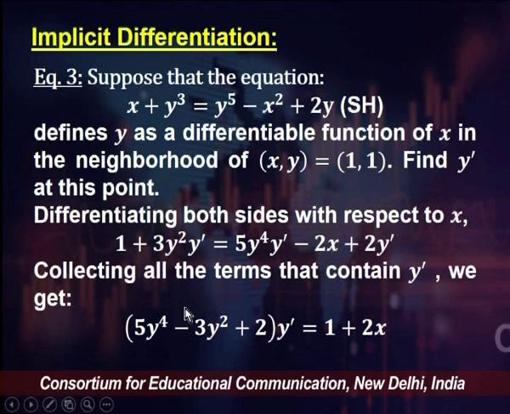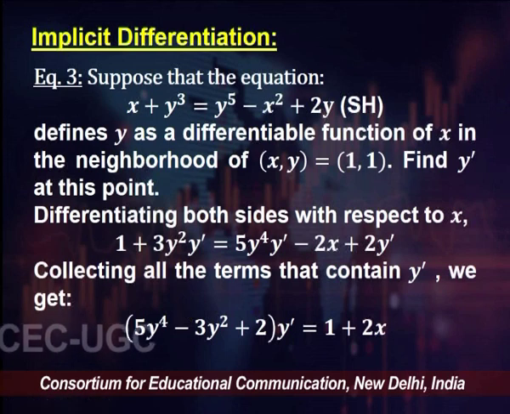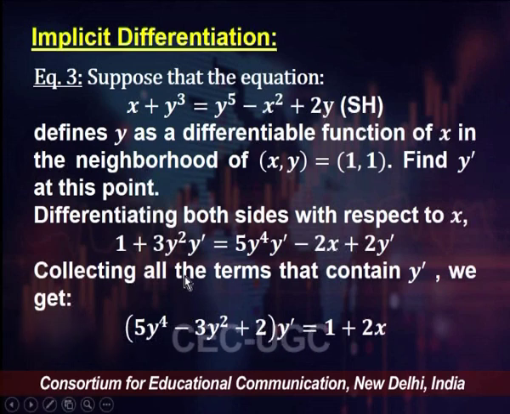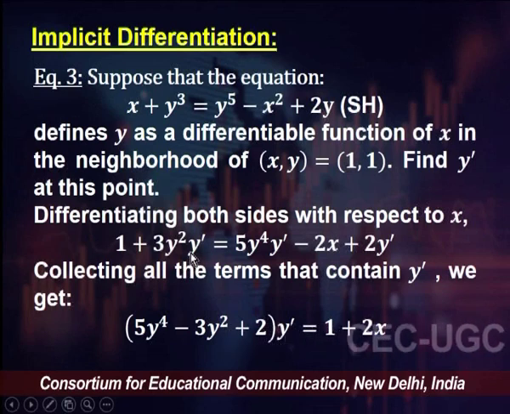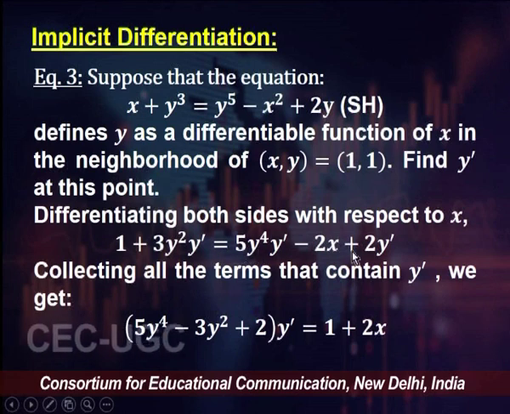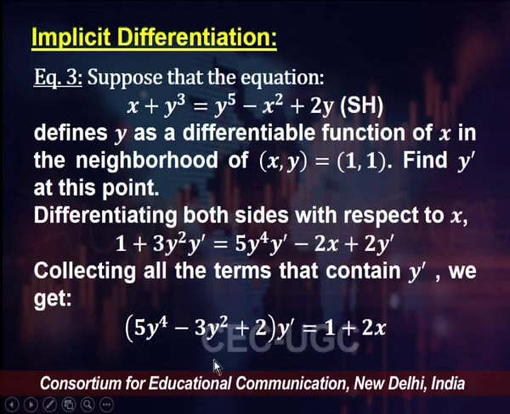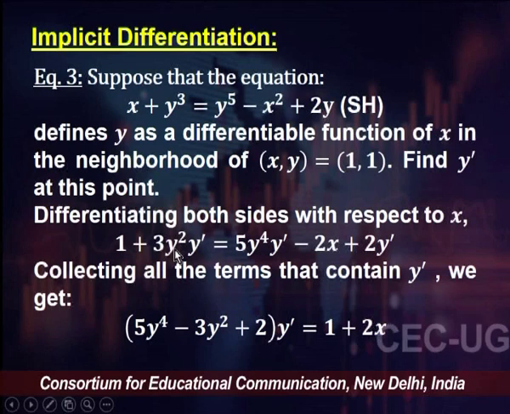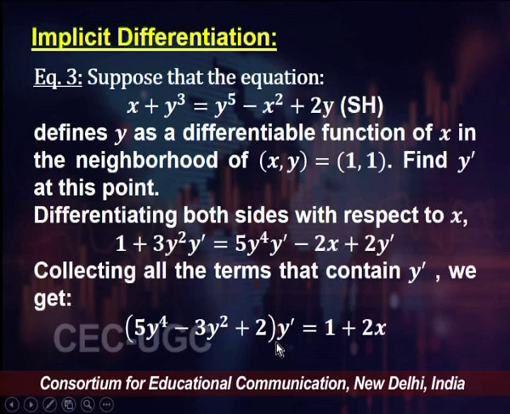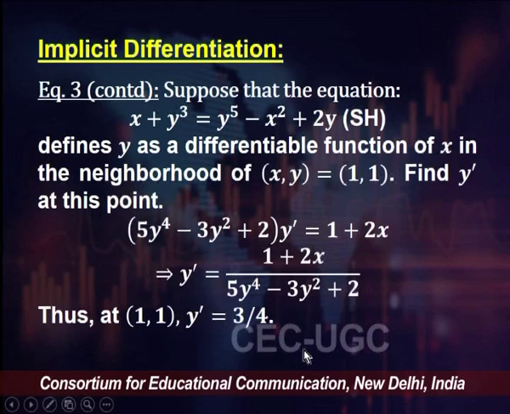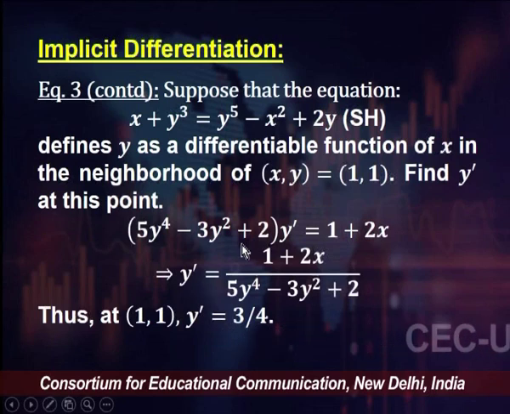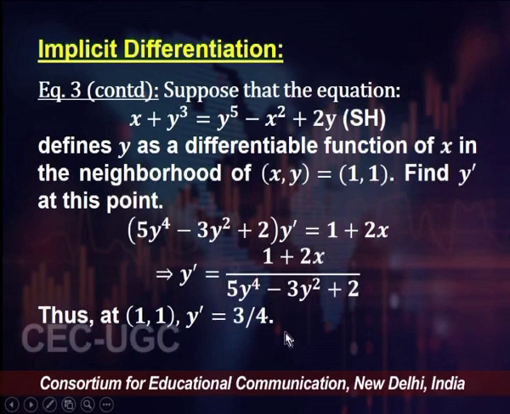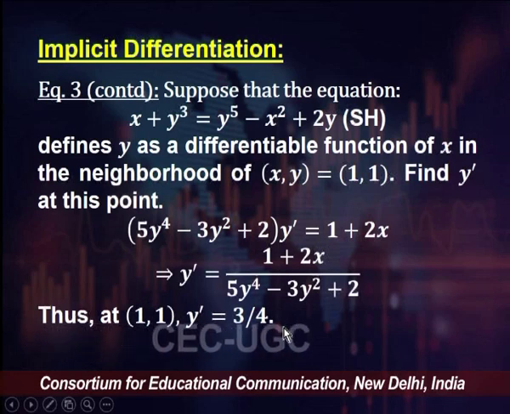Now we can collect all the terms that contain y prime, in order to get our dy by dx. Once we collect all the terms that contain y prime, I have 5y to the power 4 plus 2 on the right hand side. Those terms I already have here, and then I bring the 3y squared on the left to the right hand side, so that becomes a minus 3y squared. The whole thing times y prime is equal to 1 plus 2x, and this I can then solve for y prime, which gives me y prime as 1 plus 2x divided by 5y to the power 4 minus 3y squared plus 2.